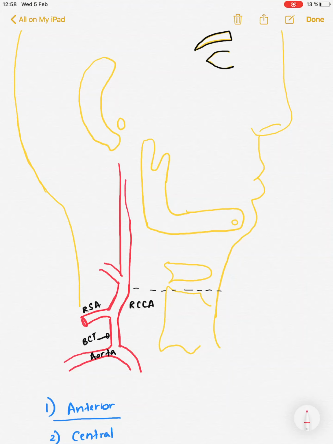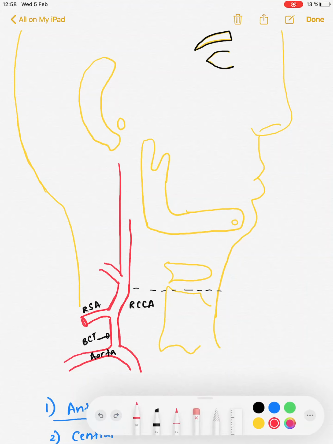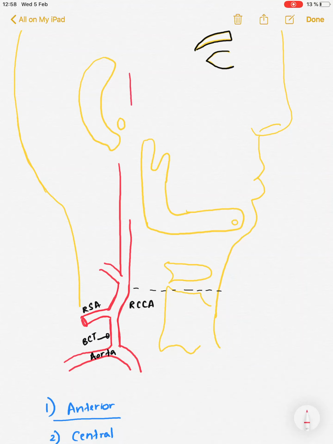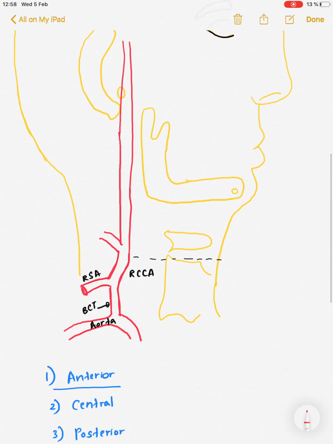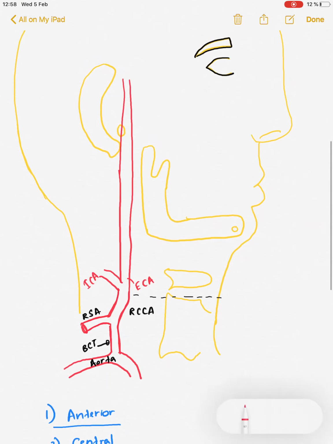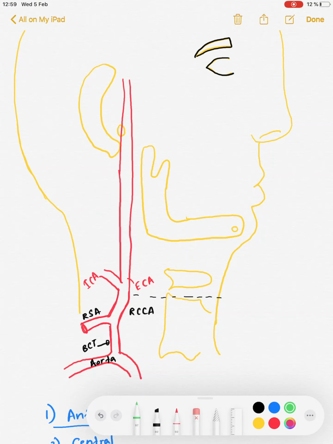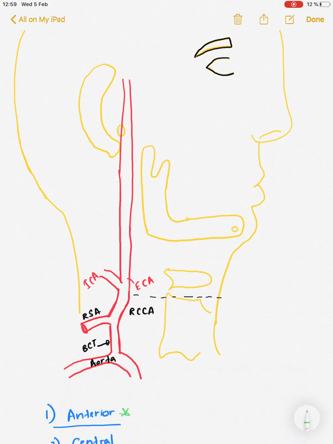I will draw the external carotid artery. Here we have the internal carotid artery, and this is the external carotid artery. Now let us look at the anterior group of branches. I will use green color for that.